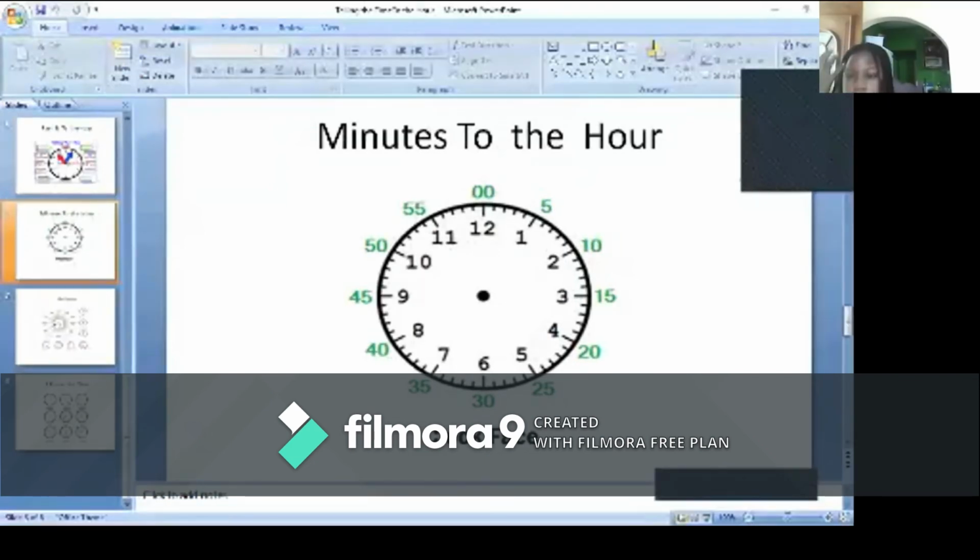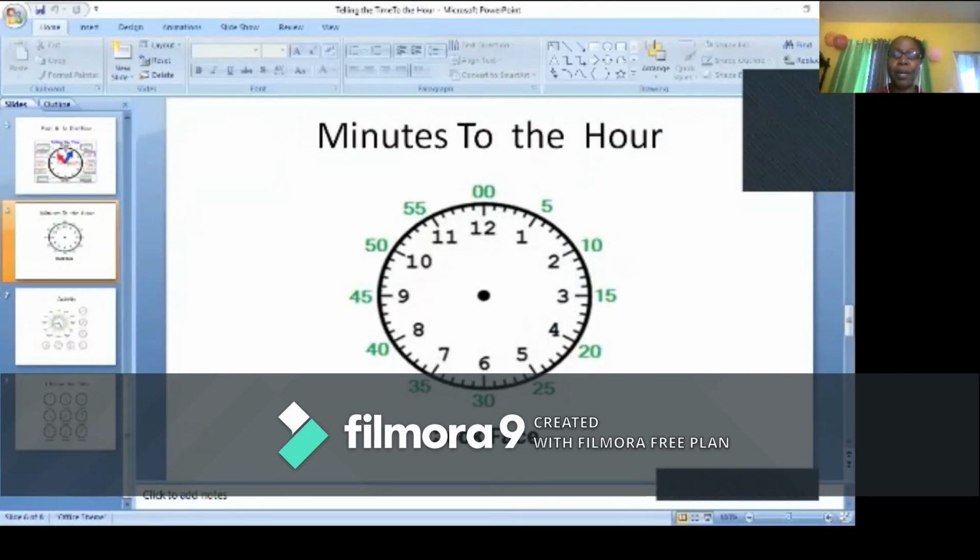Look at how many minutes are left back between the 8 and the 12. Somebody count up how many minutes are left, please. How many minutes are left between the 8 and the 12? 20 minutes. Very good. So it is 1:40 or 20 minutes to 2 because 20 minutes are left. Now put that long hand on the 9.